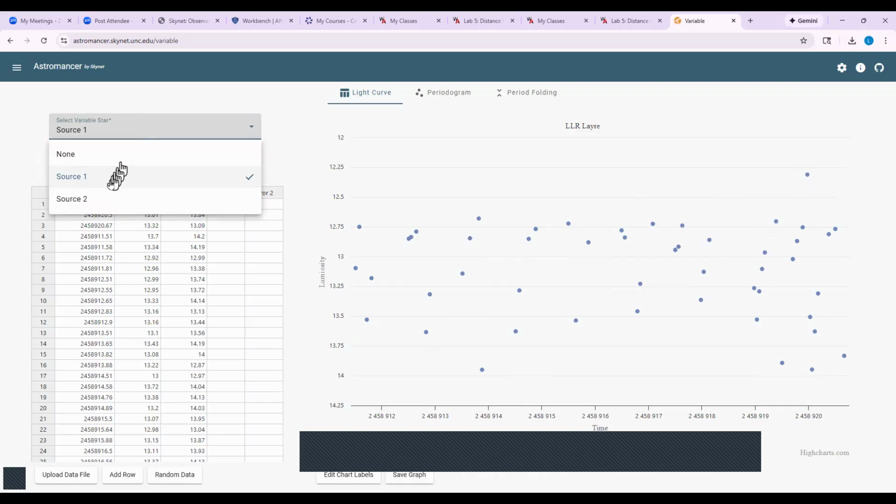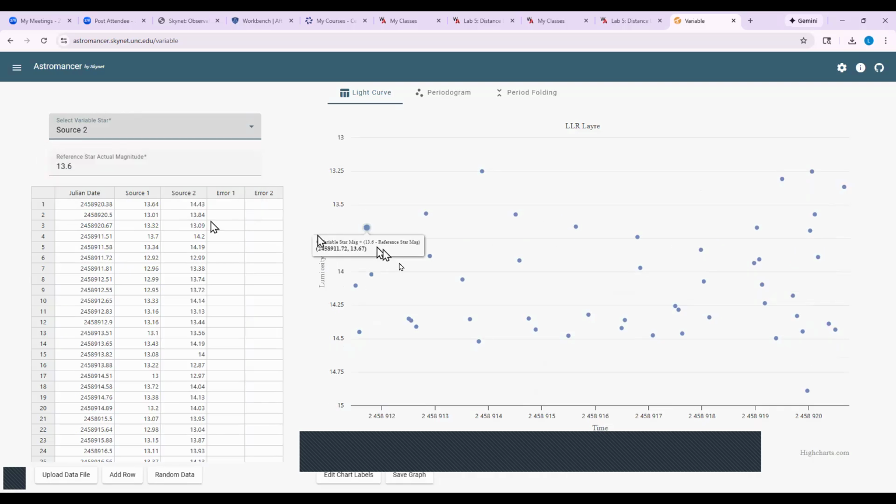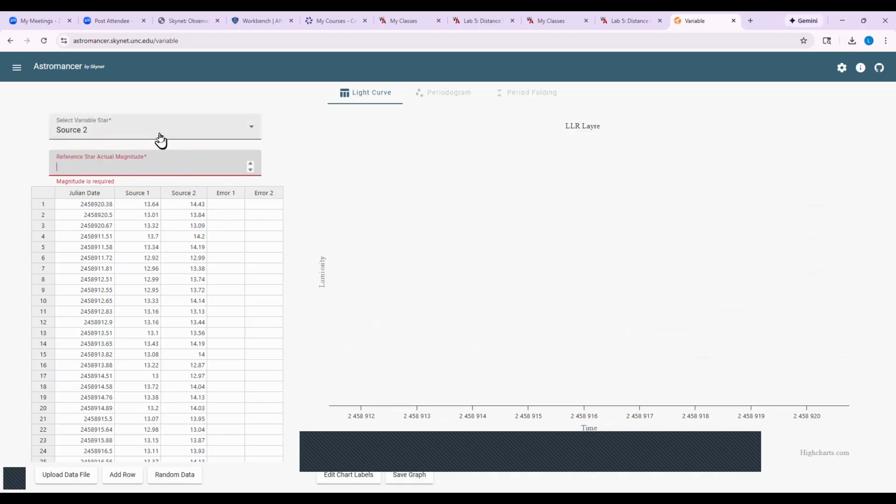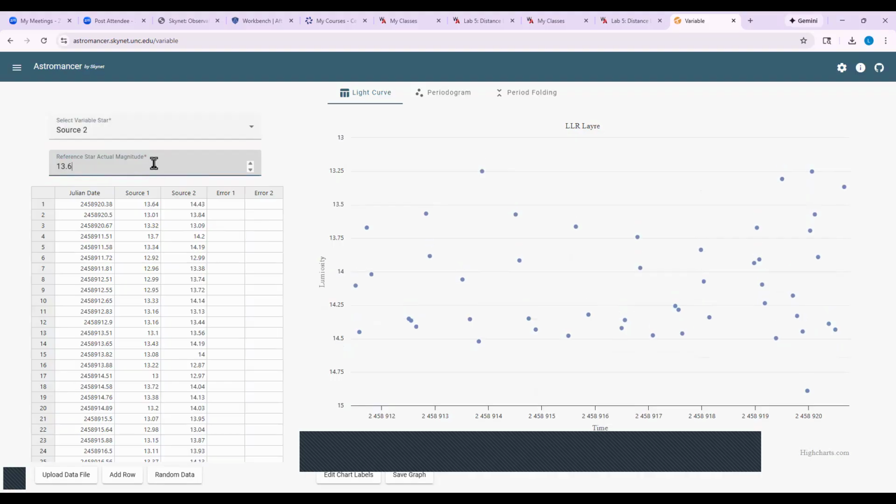This is source one. And if we go to source two, it is also fluctuating differently. But here, let me eliminate this one. There's source two. I just identify this. This is a reference star actual magnitude. The reference star actual magnitude is 13.6.